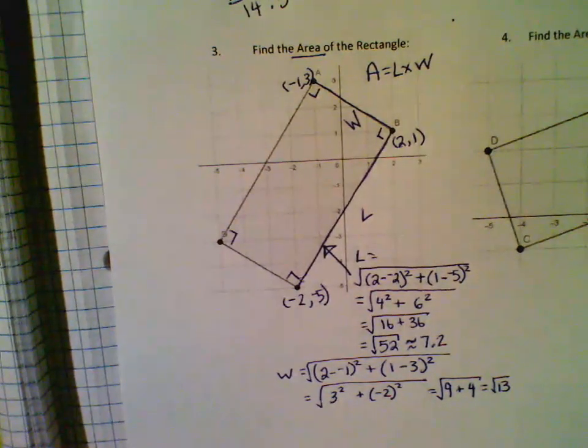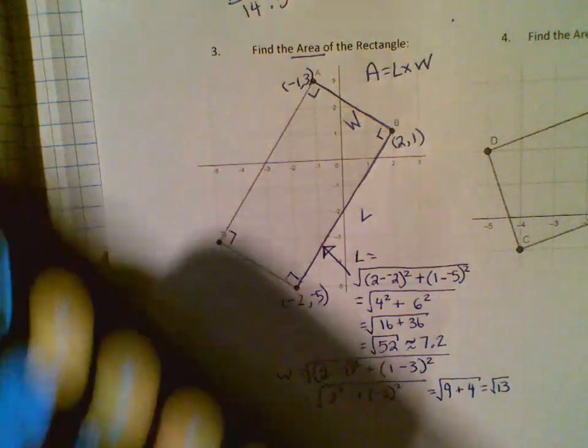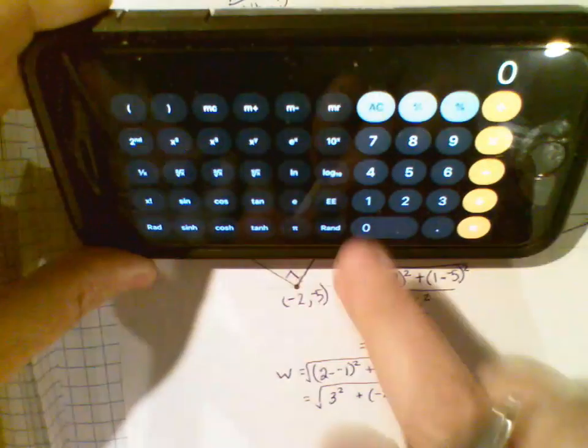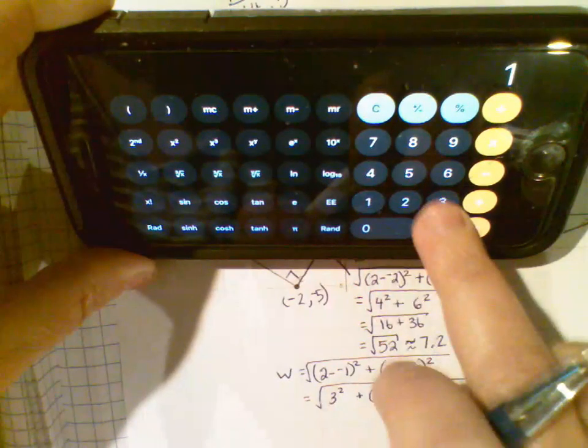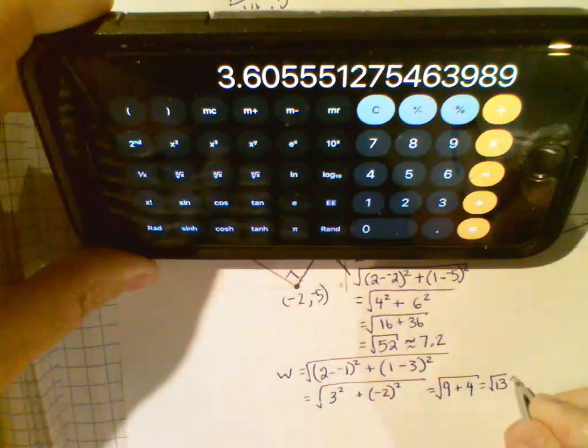And again, using my calculator, there's always a slight delay while I put in my code for my phone. There we go. All right, so I need the square root of 13. 1, 3, square root, 3.6.